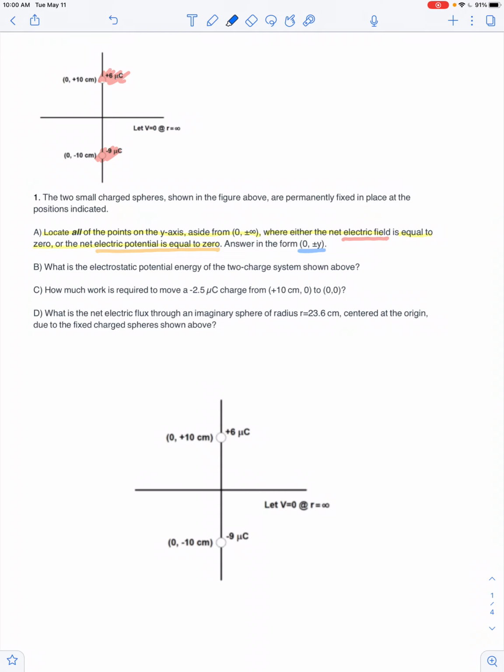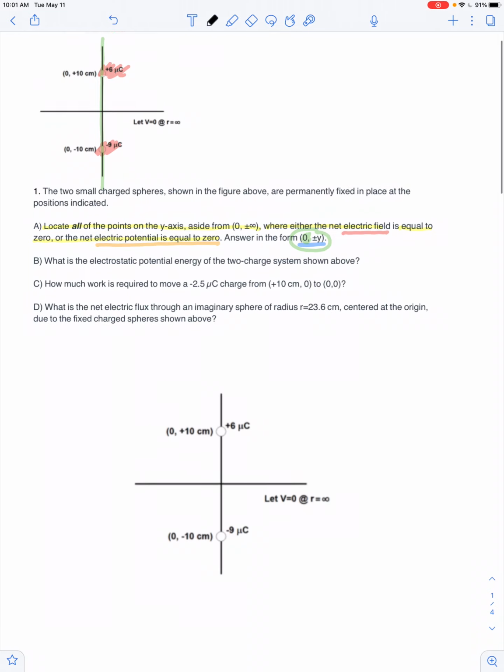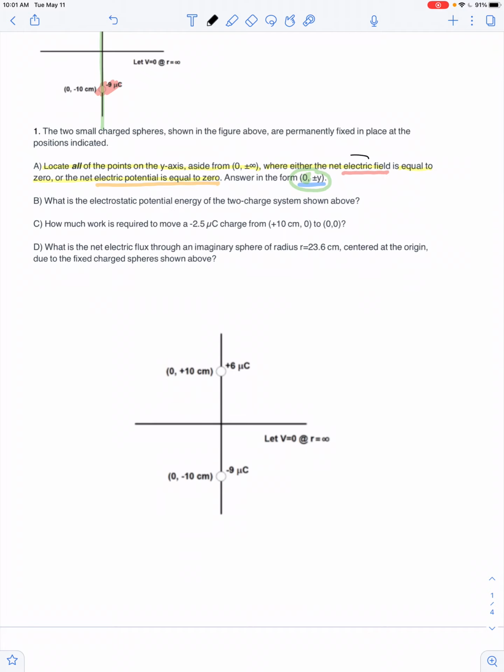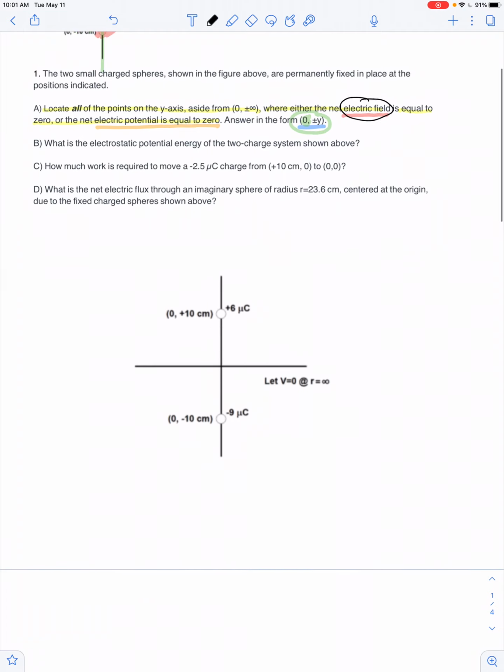The 0 is obvious here, right? These points are going to be located somewhere on the y-axis. There's not going to be any x value to these 3 special points we're looking for. And so answering in this form avoids any ambiguity in the answer, right? Okay, so first things first, let's focus on where the electric field would be 0.